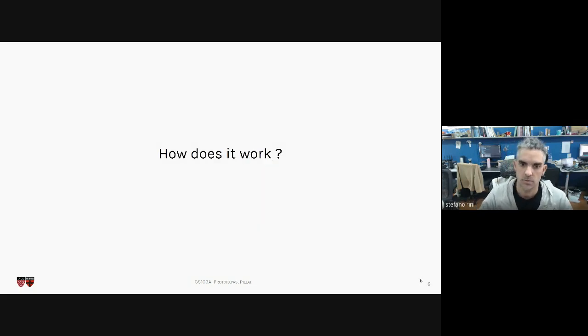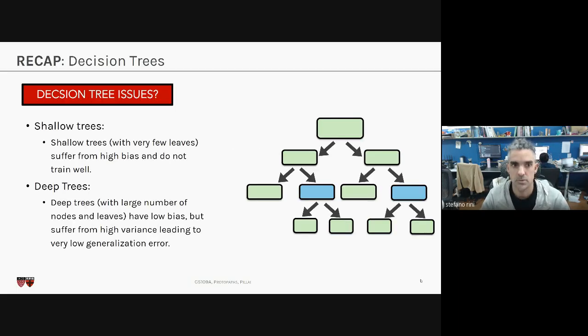So what is boosting? How does it work, and why is it good? We have a decision tree. If you have shallow trees with very few leaves, you have high bias, and so it doesn't train well. If you have deep trees, then you have low bias, but the variance is very high, and the generalization error is going to be large because you're going to do a lot of overfitting.